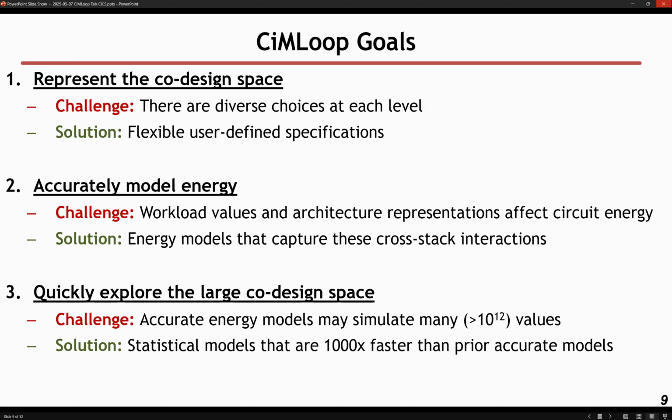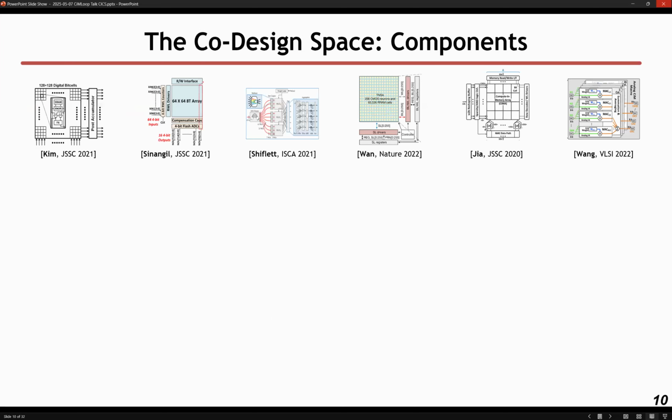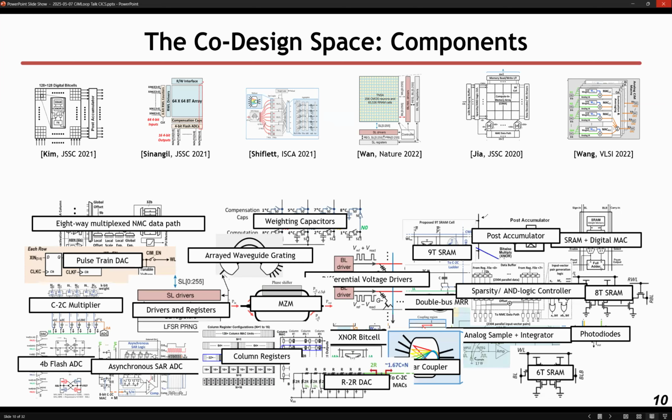Let's get started. We'll dive into number 1, represent the co-design space. We'd like to represent a wide variety of different designs out there. And the first challenge is that all of these designs are going to use different components. And how do we actually model all of these? For the solution, while it wasn't easy, it is pretty simple.